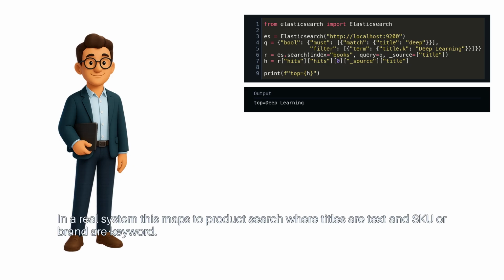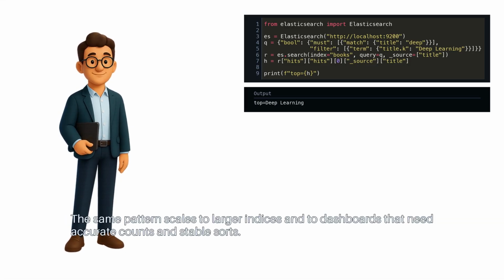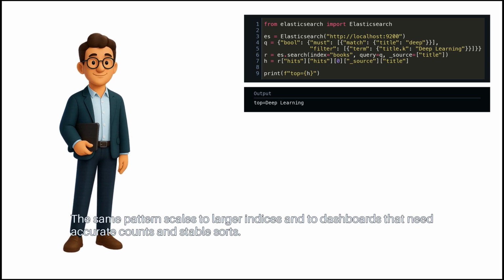In a real system, this maps to product search, where titles are text, and SKU or brand are keyword. The same pattern scales to larger indices and to dashboards that need accurate counts and stable sorts.